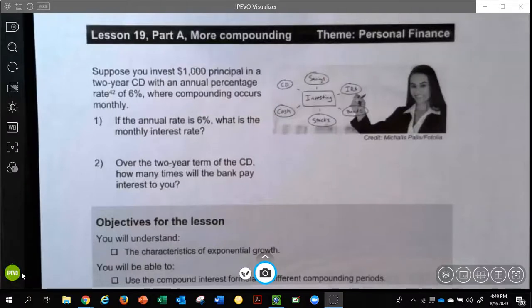This is lesson 19A in our Foundations of Mathematical Reasoning course.